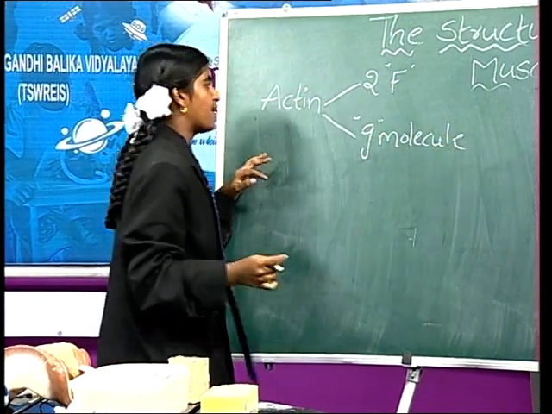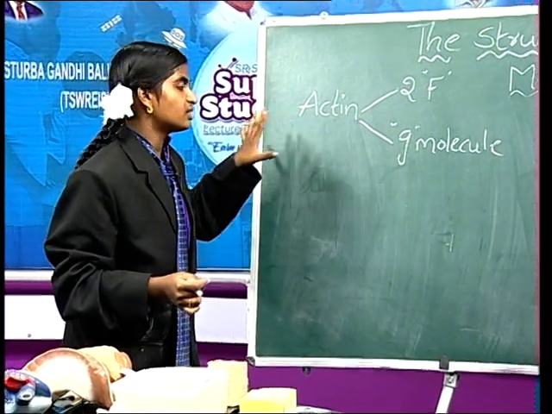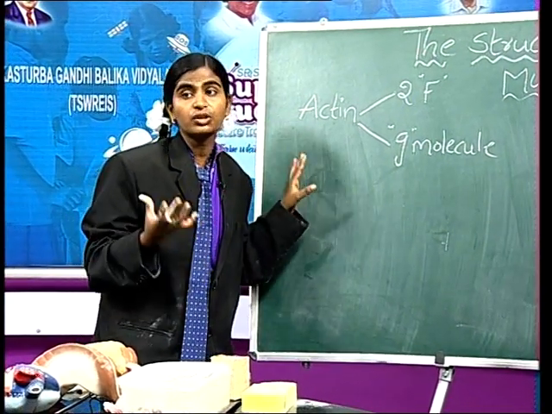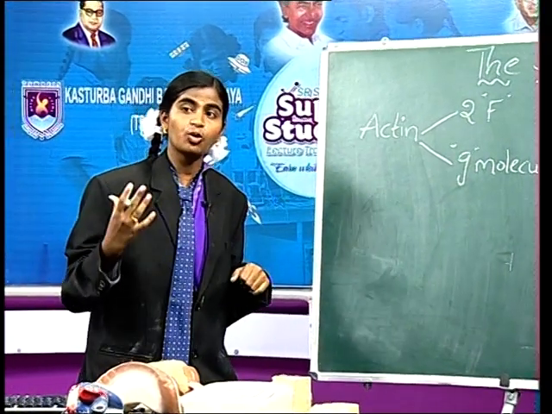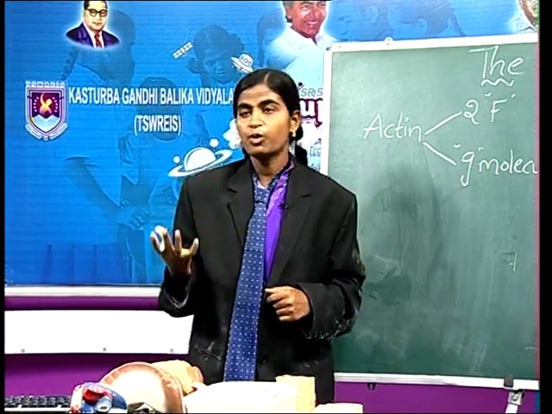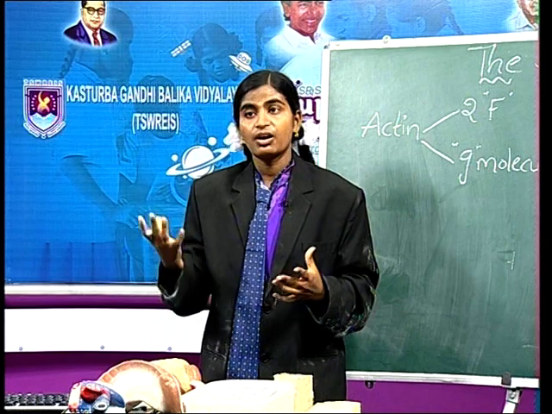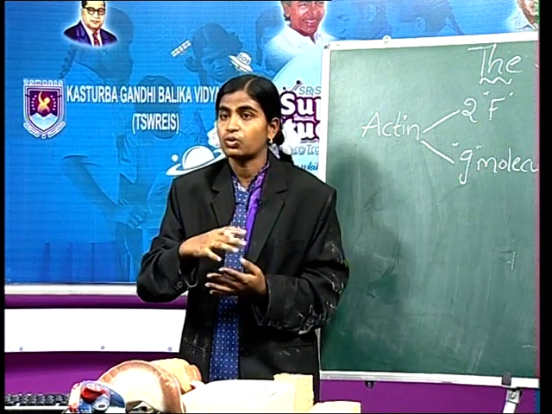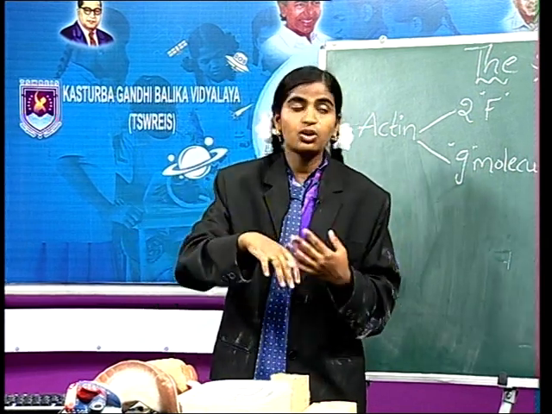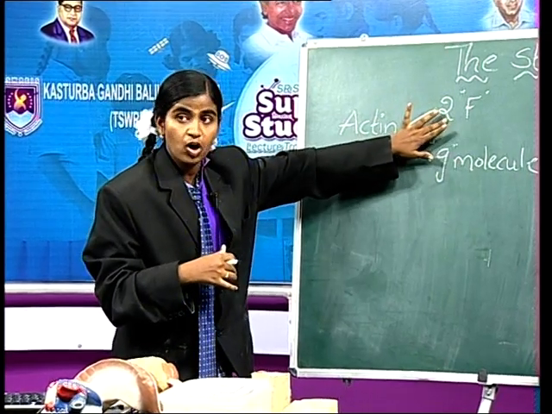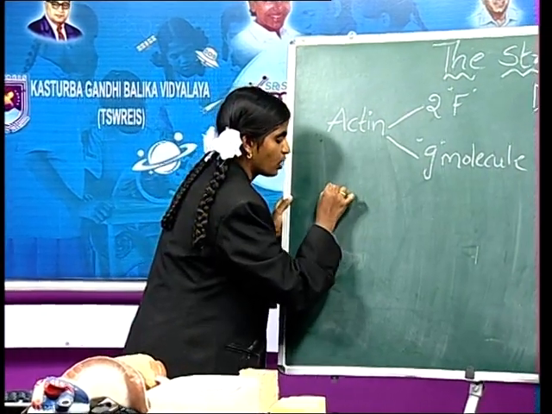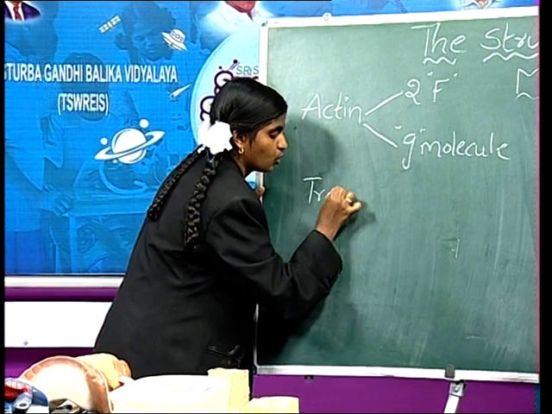Friends, this is the thin filament. It constitutes actin, tropomyosin and troponin. Here the tropomyosin runs close to the F actin molecule. That means tropomyosin also runs as close to the F molecule. Tropomyosin.